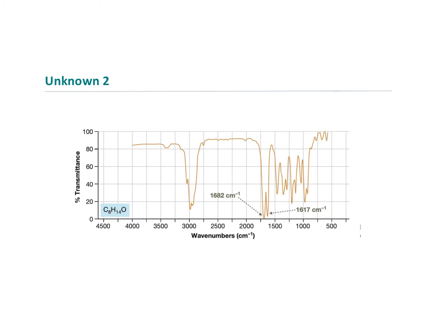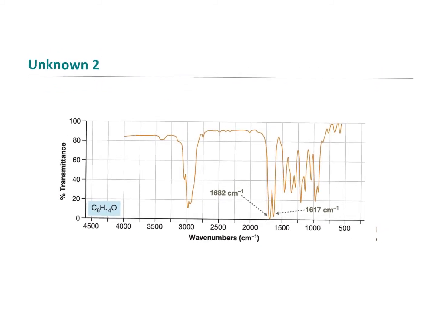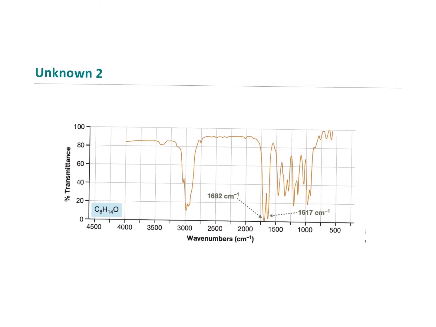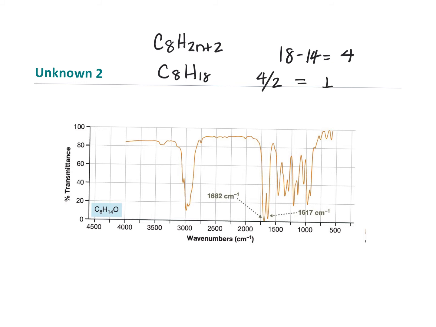So here's our second unknown. Again, we have the structure there. It's C8H14O. Let's go ahead and calculate our IHD for that. C8, 2n plus 2, so that would be C8H18. 18 minus 14 equals 4. We take 4, we divide that by 2. That gives us our IHD equal to 2.